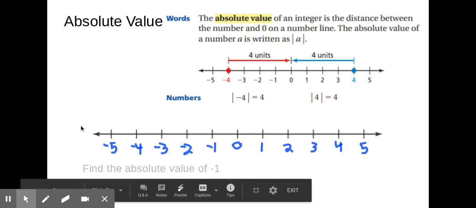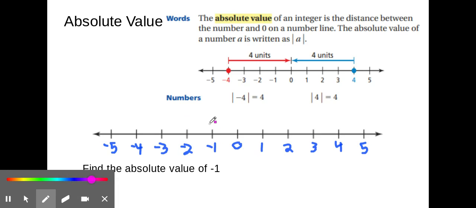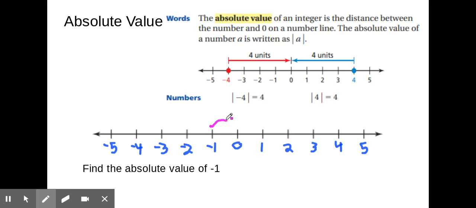So let's try one on our own. We want to find the absolute value of -1. So I'm going to put a mark right here at -1. Here's my -1. And I'm going to see how far it is away from 0. So we'll just count. 1 spot from 0. So the absolute value of -1 is 1. Now, if you notice, absolute values always end up being a positive number because they are the distance from 0. It doesn't matter which direction you're going. All right, so now you should understand that.